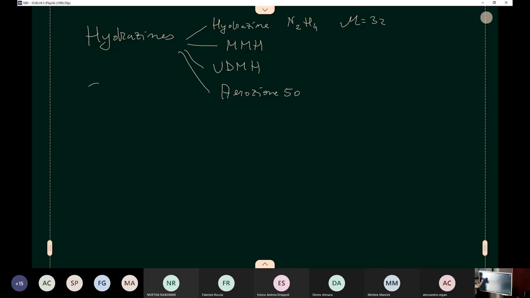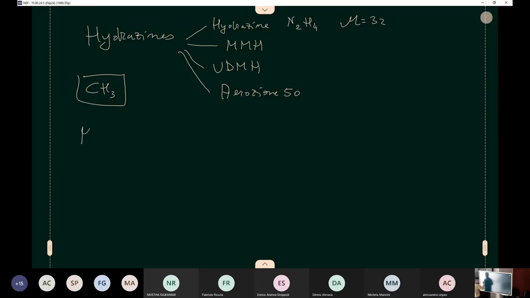So CH3 is the methyl radical. And if you replace one of the hydrogens of the hydrazine with a methyl group, you have a monomethyl hydrazine. That means you have a single CH3 group, or dimethyl hydrazine, which is with two CH3 groups. And the U here stands for unsymmetrical dimethyl hydrazine. That means that if you have two groups, you have two possible options. One is symmetrical, another one is not symmetrical. And this is the reason we have this acronym.